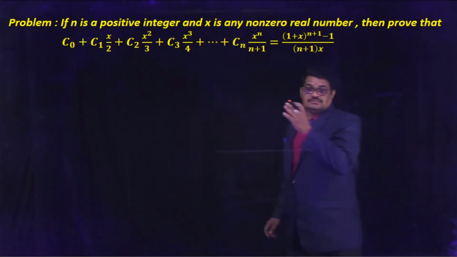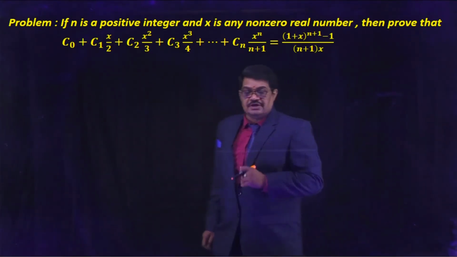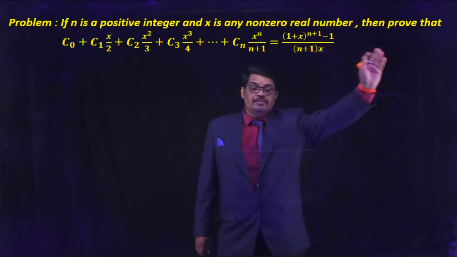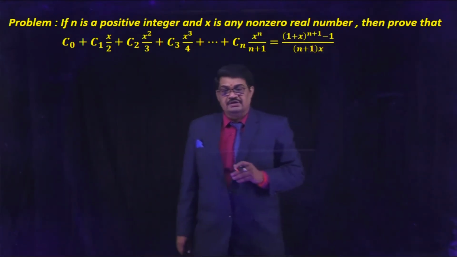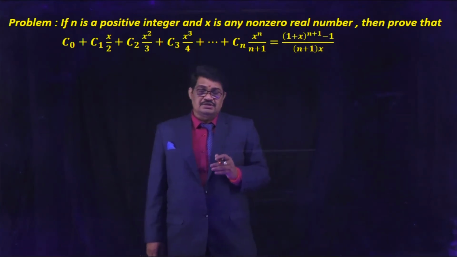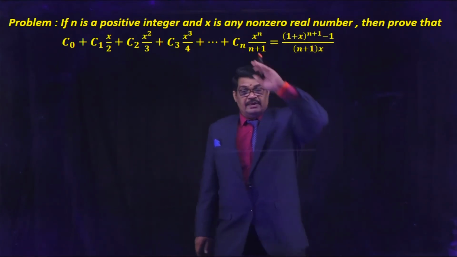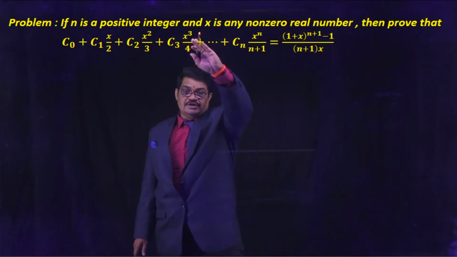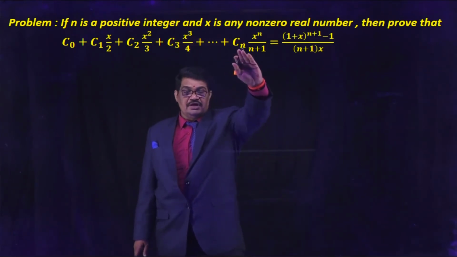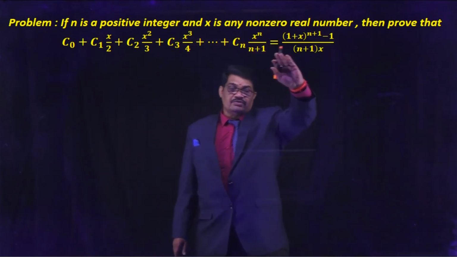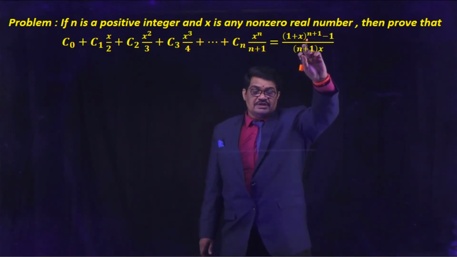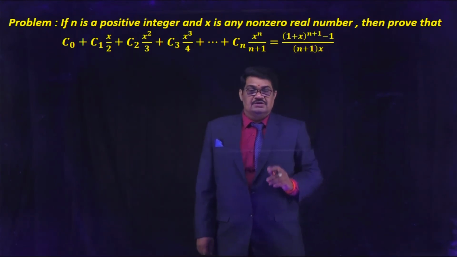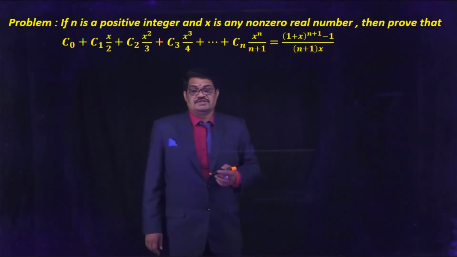If n is a positive integer and x is any non-zero real number, then prove the result: C0 plus C1 into x by 2 plus C2 into x square by 3, C3 into x cube by 4 and so on, Cn into x power n by n plus 1 is equal to (1 plus x) whole power n plus 1 minus 1 by n plus 1 into x. Now we are proving this result.